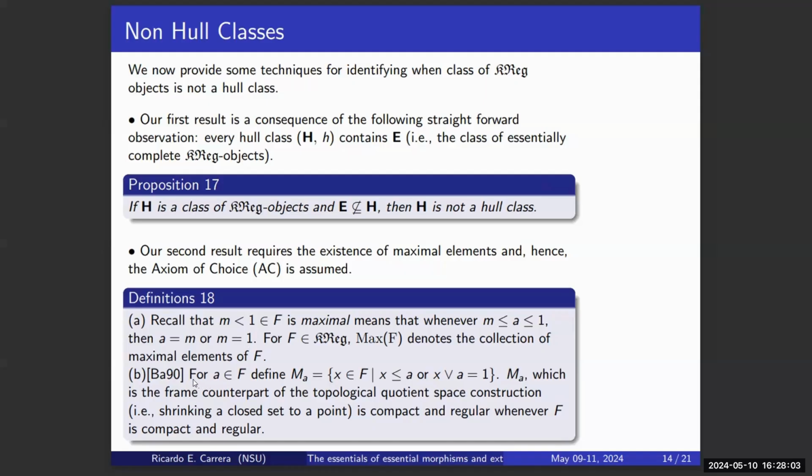We're also going to use basically this concept from Banaszewski. For a in F, we're going to define M sub a to be all the x in F such that x is less than or equal to a or x is equal to 1. So M sub a is basically the frame counterpart of the quotient space construction when you take a closed set and you identify it to a point. Banaszewski showed that this M sub a is compact and regular whenever F is compact and regular.